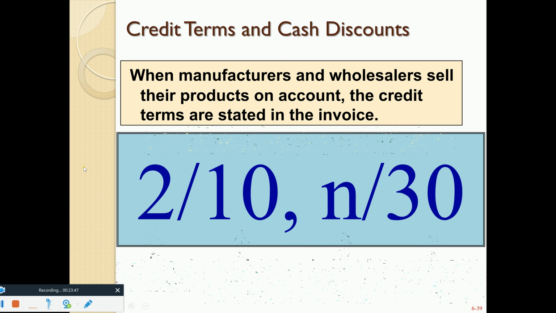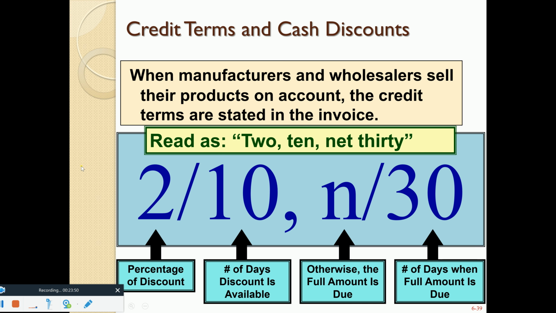Okay. Now, sometimes when we actually come to an agreement with a vendor and we need to pay them, it comes with credit terms. Let me show you what you see on this slide here. Do you see where it says 2/10, n/30? It's read as follows: 2/10 net 30. And what that means is as follows. This means that if we pay within 10 days, we can take a 2% discount. If not, we need to pay the full amount in 30 days.